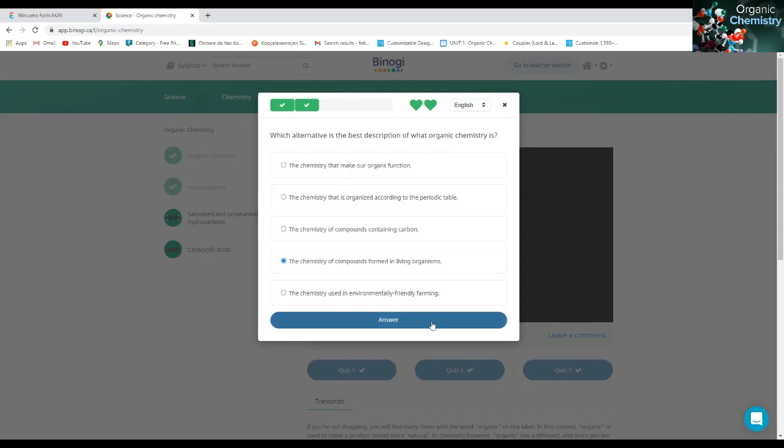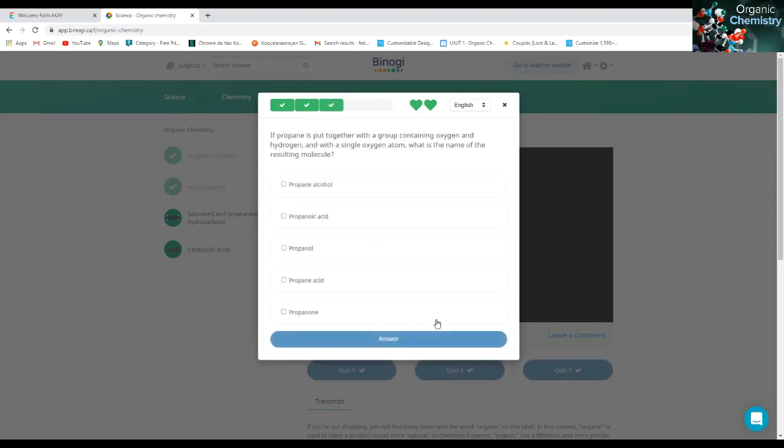Which one? Third one. If propane, remember the propane has 3 carbon atoms, is put together with organic compound containing oxygen and hydrogen, and with single oxygen atom, what is the name of the resulting molecule? It means it contains the carboxyl group, and is propanoic acid.